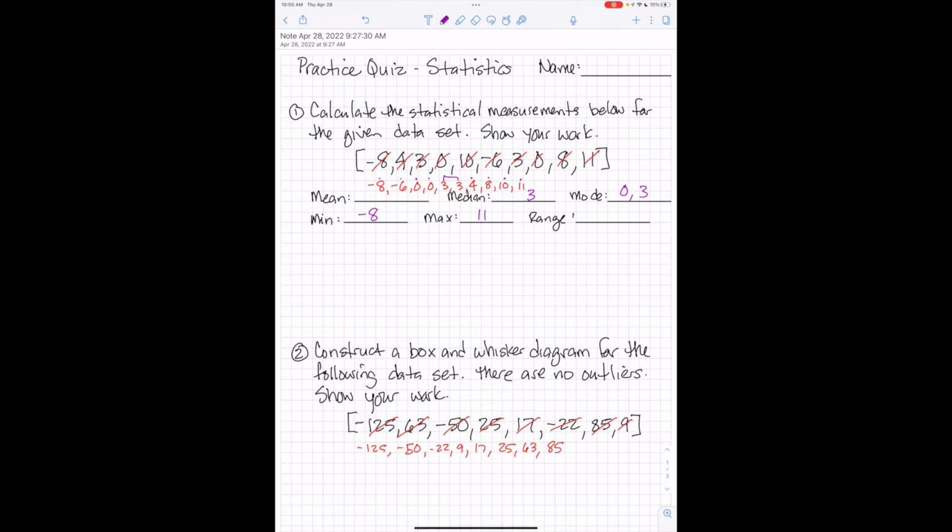And the range is just the max minus the min. So 11 minus -8 is the same thing as 11 plus 8, which equals 19. So the range is 19.